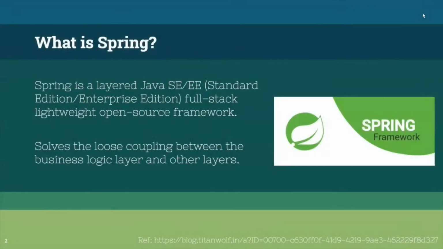What's Spring? In Java, Spring is an open source design level framework. It solves the loose coupling between the business logic layer and other layers. Therefore, it applies interface-oriented programming ideas throughout the entire system application. Simply put, Spring is a layered Java full-stack, lightweight, open-source framework.